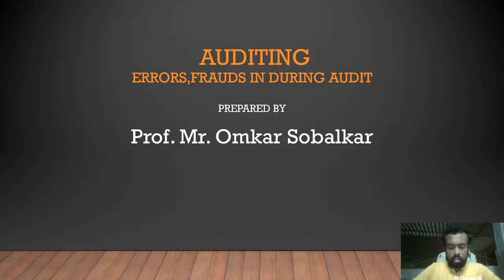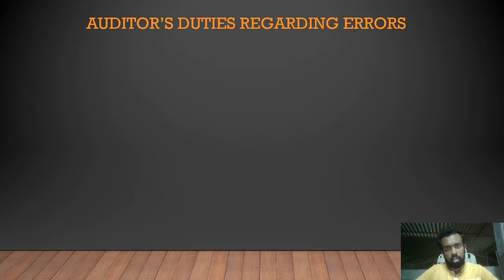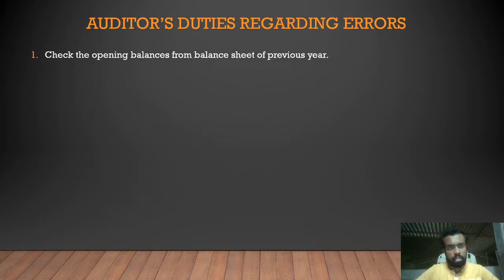So let us start with the duties of the auditor if such fraud or error happens. First, we will start with errors. Auditor's duties regarding errors. The first duty of the auditor regarding error is checking the opening balances from the balance sheet of the previous year, whether they are carried forward from the audited balance sheet, and the closing balances of the previous year are exactly carried forward as the opening balances.